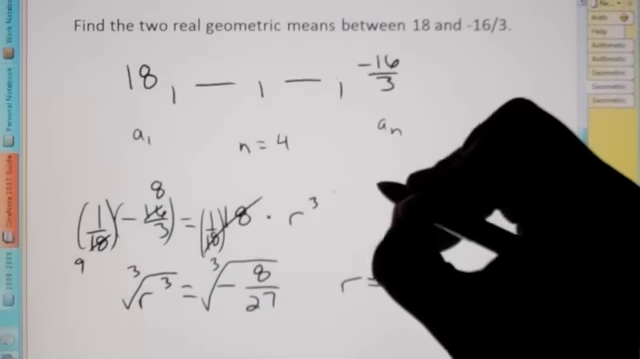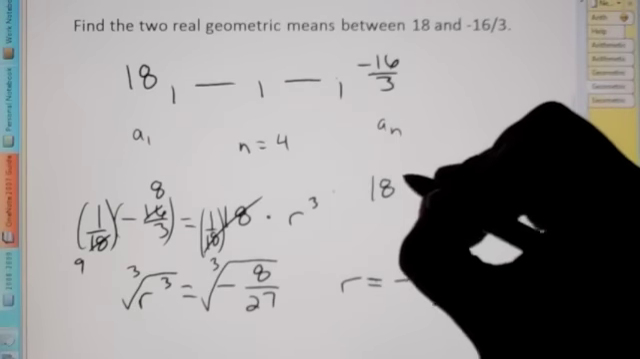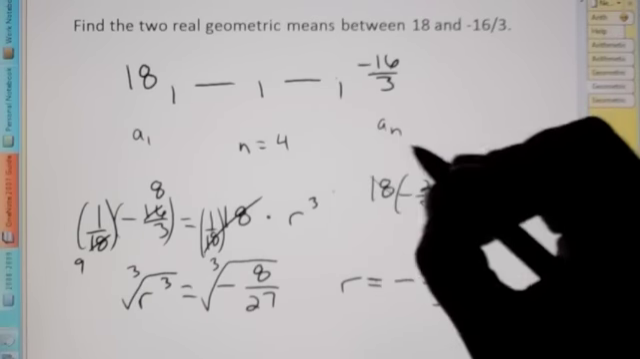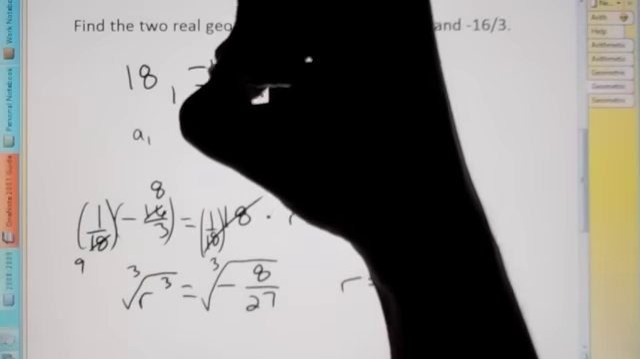So 18, let's find these other two terms. 18 times negative 2/3. Notice 18 divided by 3 is 6. So 6 times negative 2 is negative 12.